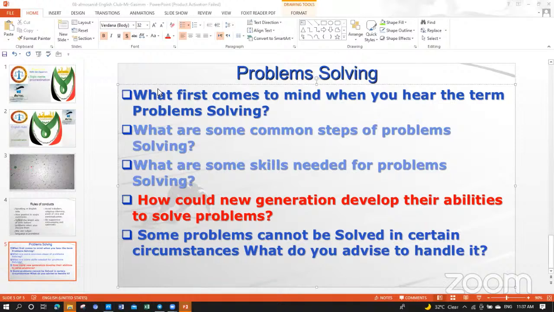For the generation to develop their abilities to solve problems, the generation must focus on education and take advice from adults. If they focus on education, it can help them solve any problem without any suffering. I think this is enough.